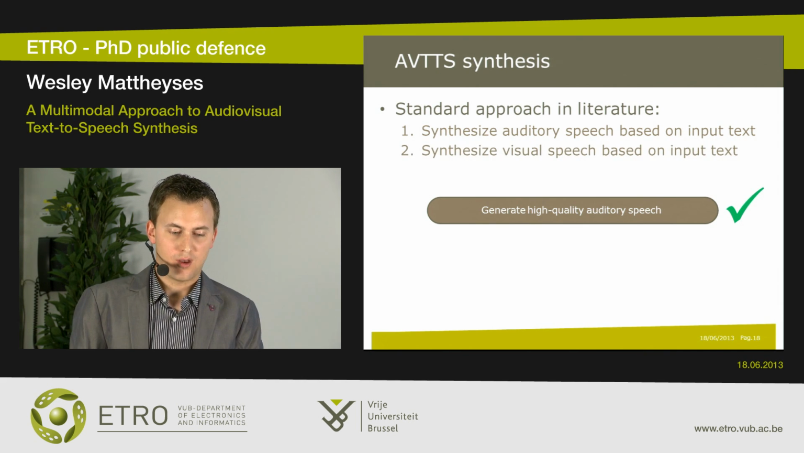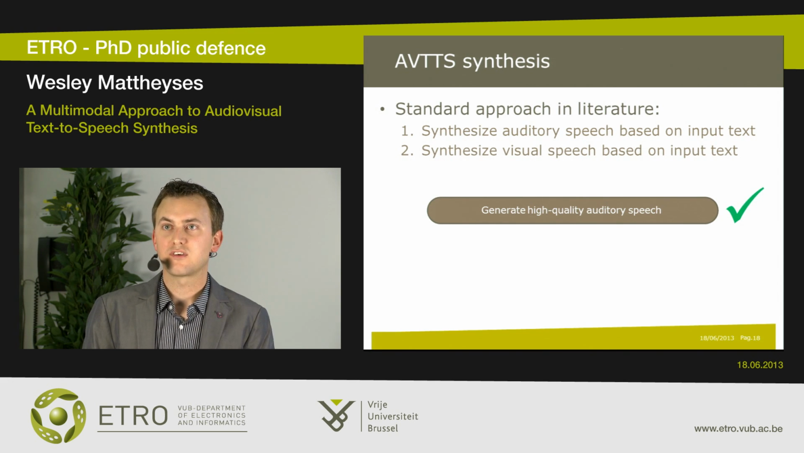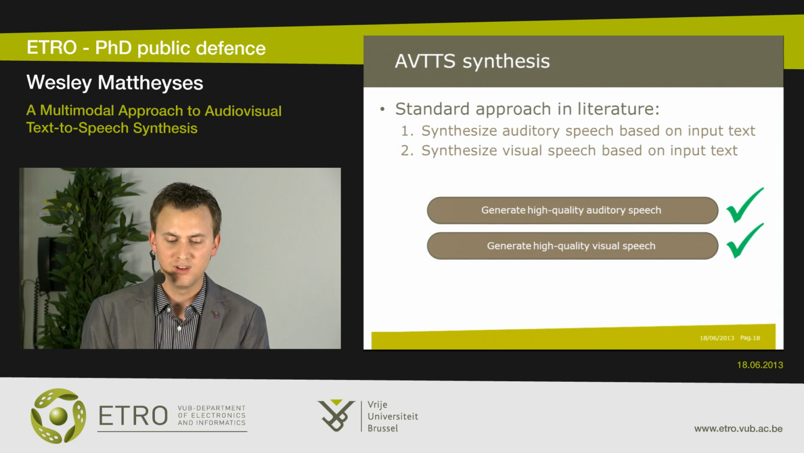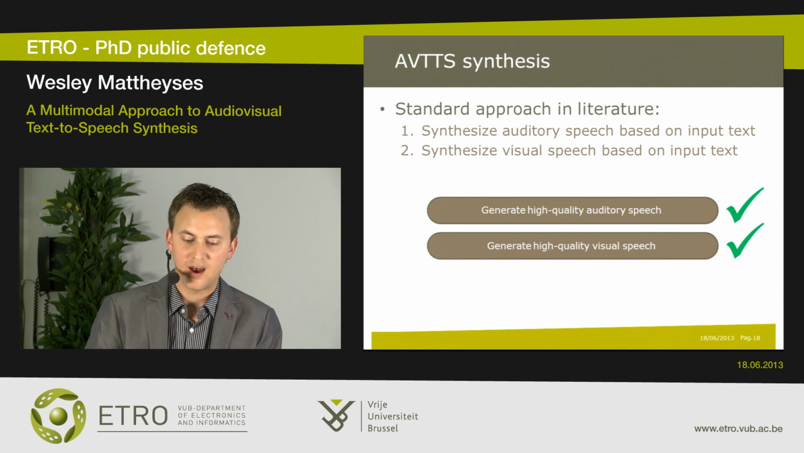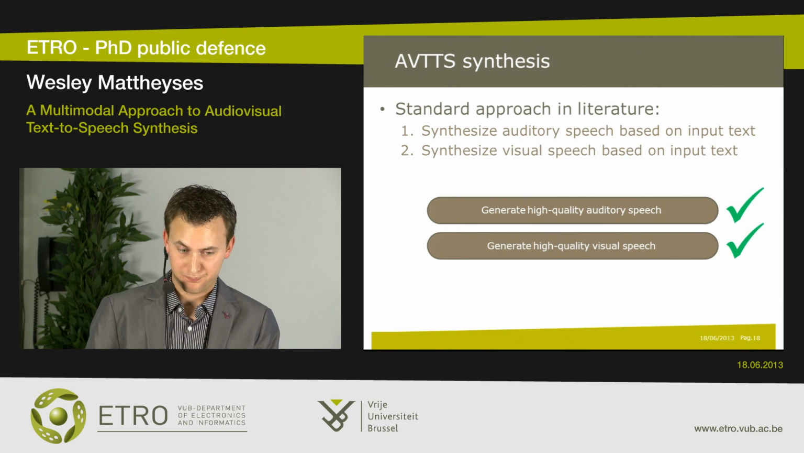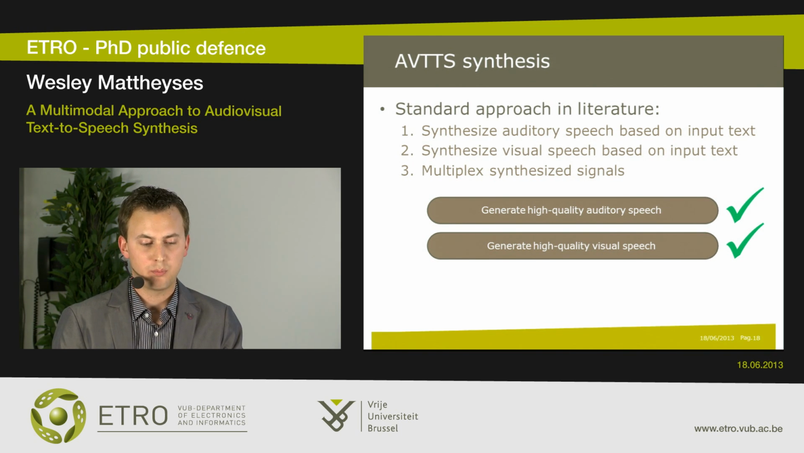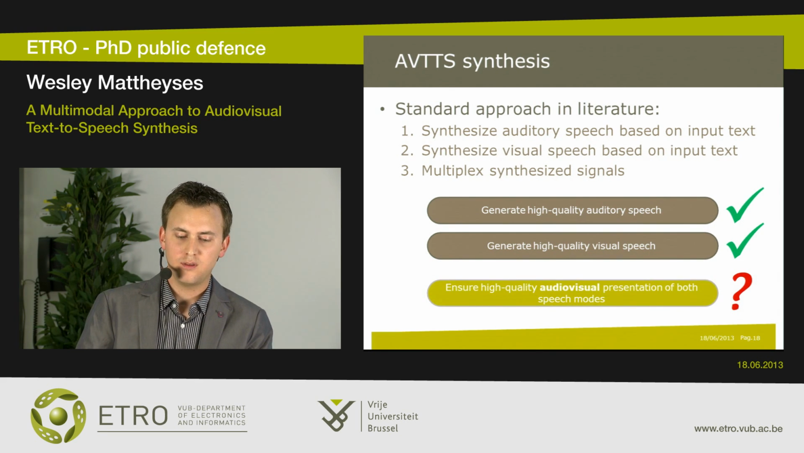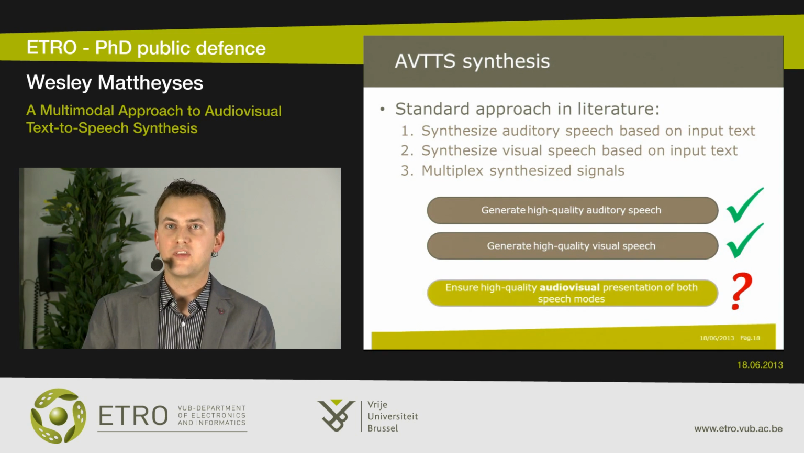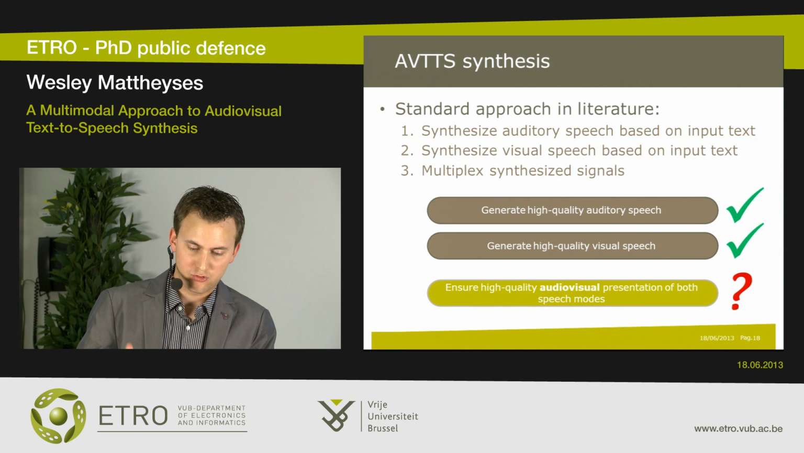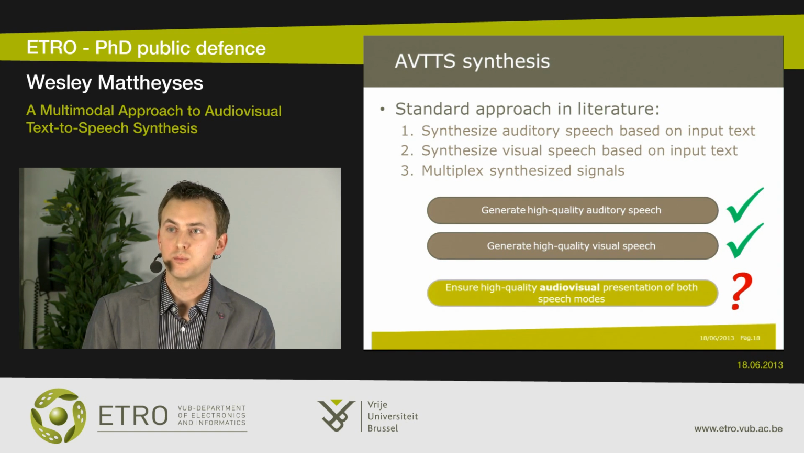Then the second step, the system generates the visual speech using a separate visual speech synthesizer. Okay, now these days visual speech synthesis, it's still only in research we find these systems, but still there have been reports about systems producing high quality visual speech, so that's okay. But then in the third step, the separately synthesized auditory speech signal and the separately synthesized visual speech signal are combined to create the audiovisual output. Now, by doing it this way, you can't ensure this high-quality audiovisual presentation of these two speech modes because they were generated separately, so you can't ensure this high audiovisual perception quality.